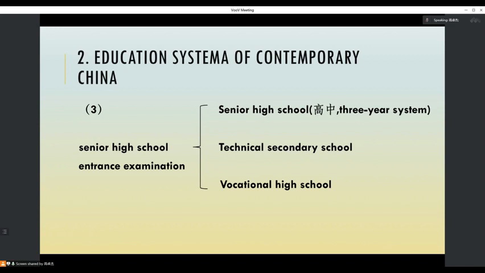If you graduate from these schools, you can go to a job, such as nurse, electrician, skilled worker. But not all. And there are many majors in these two schools.